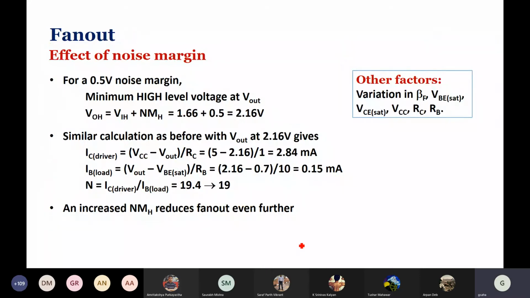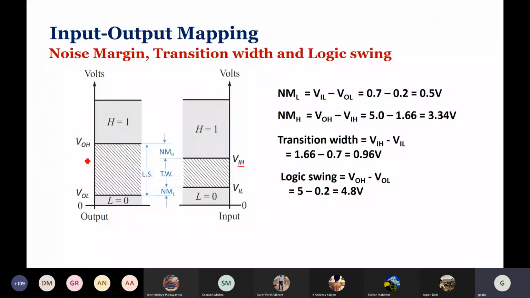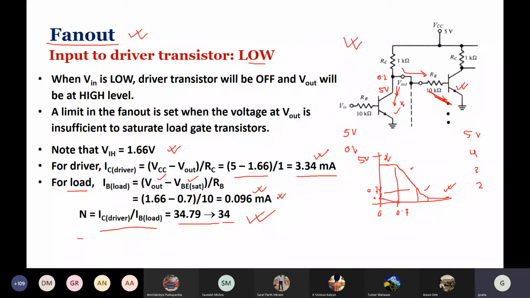move to something which is more practical. When we talk about 1.66 volt coming up to that level and we connect 34 such devices, the noise margin is 0. Your VOH has come down to 1.66 volt, right? Which is kind of unacceptable for practical use of such devices. So you have to think of having a certain amount of noise margin.